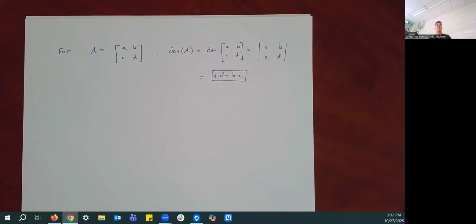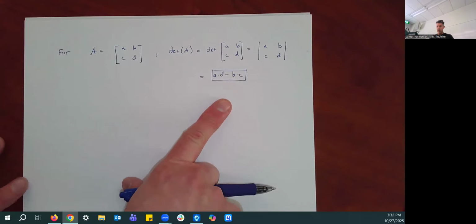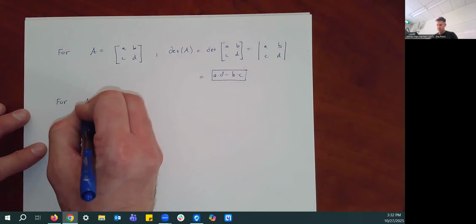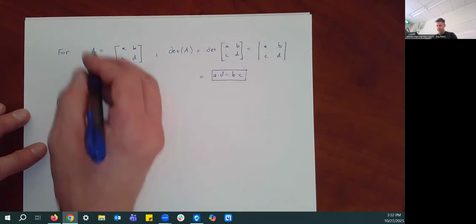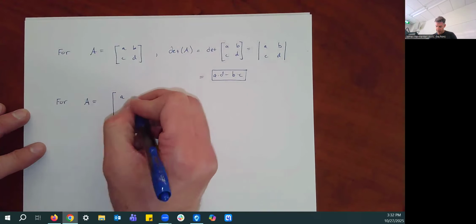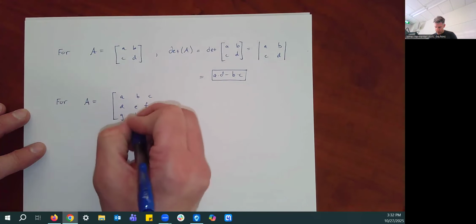For any larger square matrix, it's always going to boil back down to this. So for some larger matrix, like, say, we almost always use A, even though I've already used A, I don't care. So let's look at this larger matrix: A, B, C, D, E, F, G, H, I.